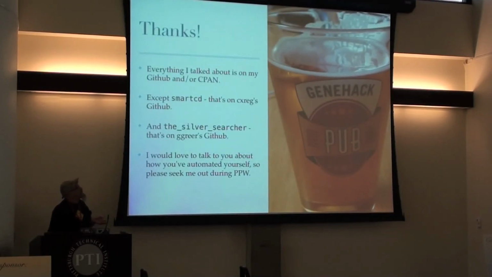So that's the end of what I wanted to talk to you about today. Everything I talked about that I said that I did is either on CPAN or on my GitHub, except Smart CD, which is on CXReg's GitHub, and the Silver Searcher, which is on GGreer's GitHub. The best compliment I have for these two tools is that I have not forked the repos. I just use the author's repos because the tools just work and I don't want to change them, so I don't need their code.